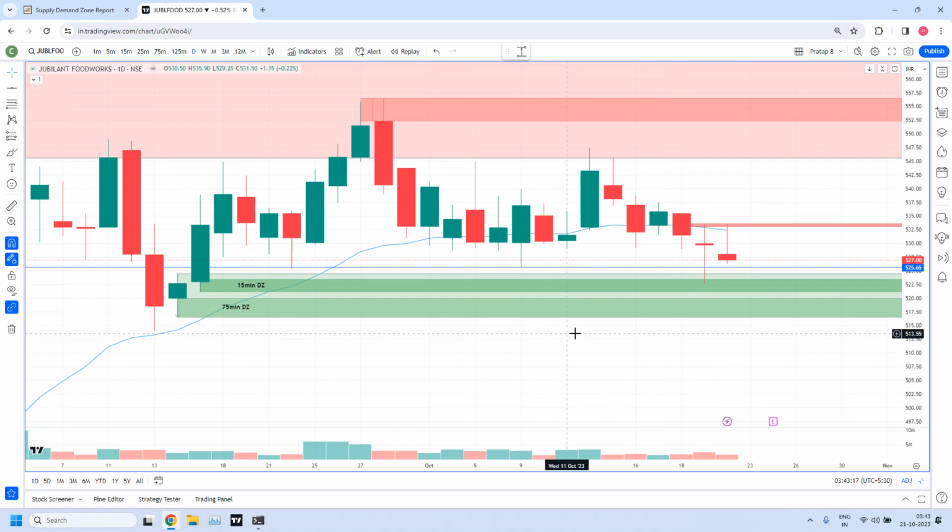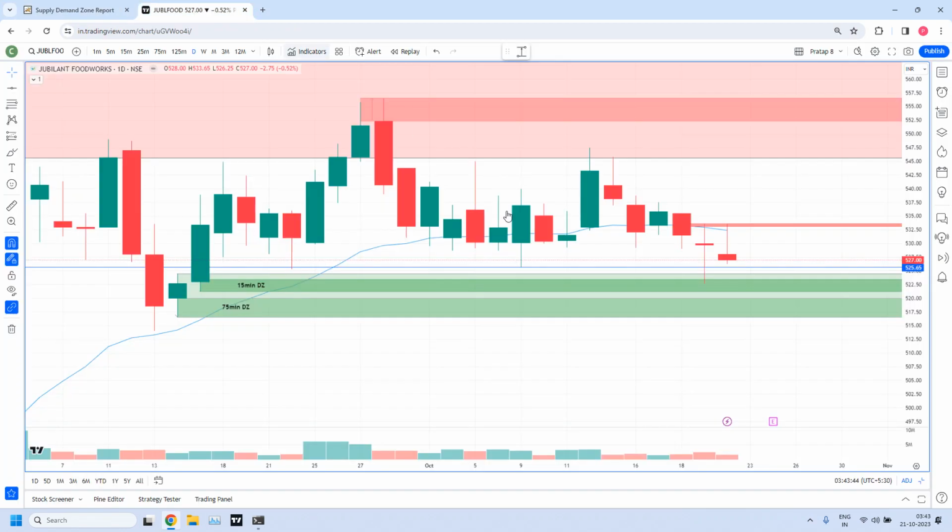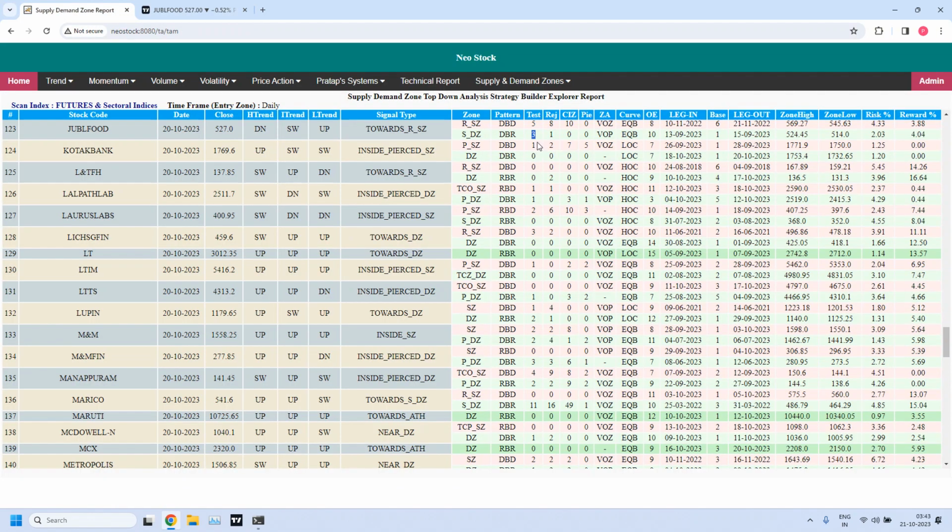Now have a look into NeoStock's report for Jubilant FoodWorks. This is the first stock in this report, Jubilant Food. It has both the resistance supply zone and the support demand zone. Both are high liquidity zones. But look into this test count for the demand zone. What is it showing? The test count is 3. But look into the chart. What is the test count we can see? Only once. Yesterday only the price entered this zone. Then how can this report show the test count as 3?